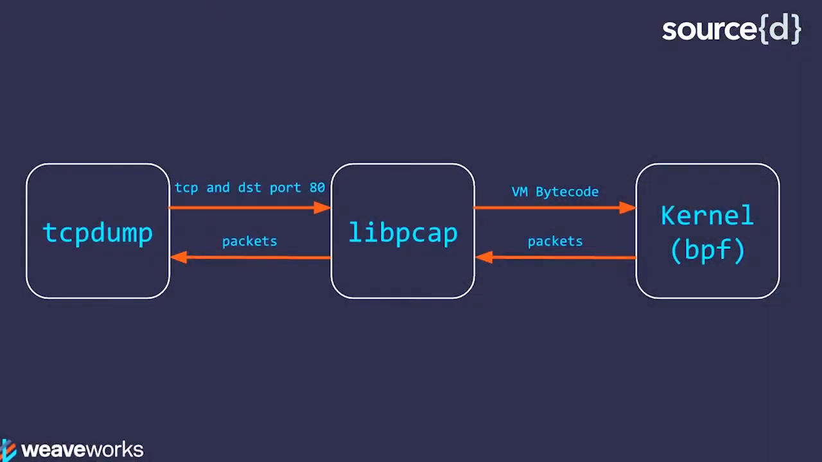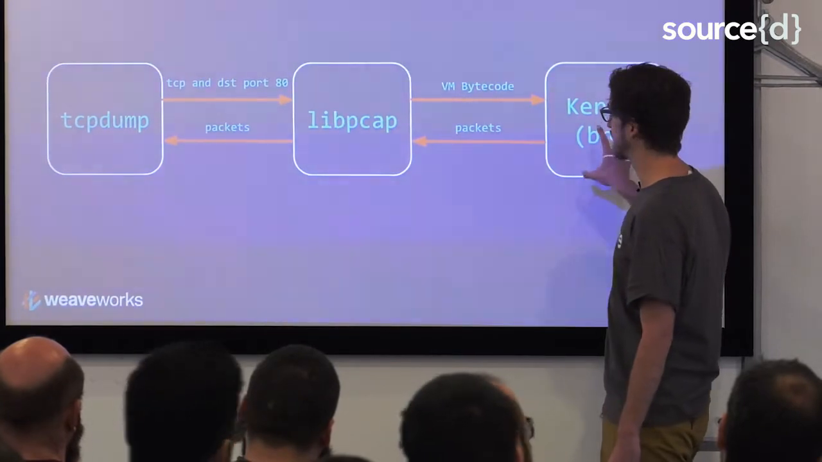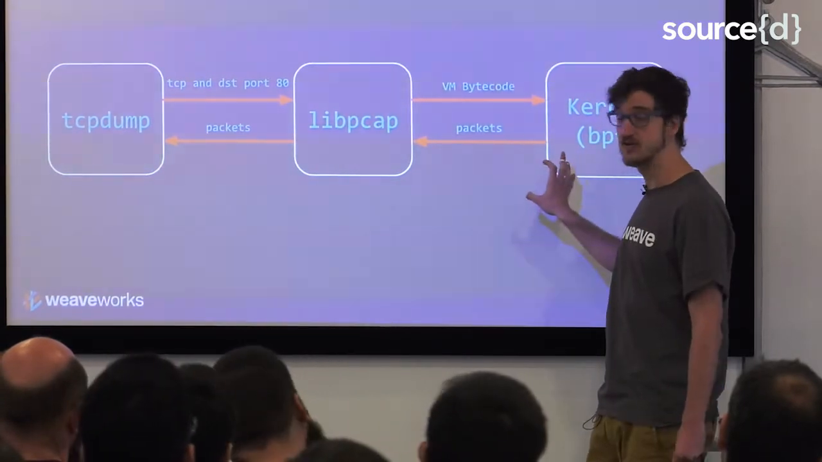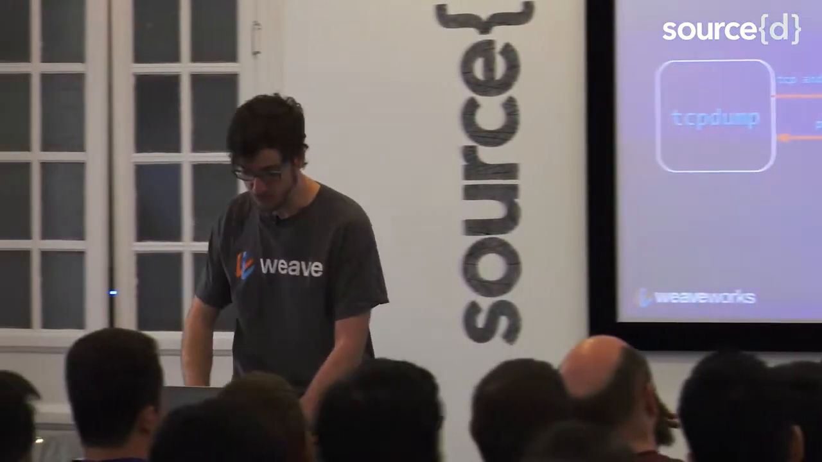TCP dump creates a filter, which is TCP on destination port 80. It provides that filter to a library called libpcap, which works on Unix and also in Windows, but in Windows it doesn't use BPF. It compiles that to BPF bytecode, injects it in the kernel, and then the kernel does the filtering based on that BPF program and returns the packets to TCP dump. Let's see it at work.